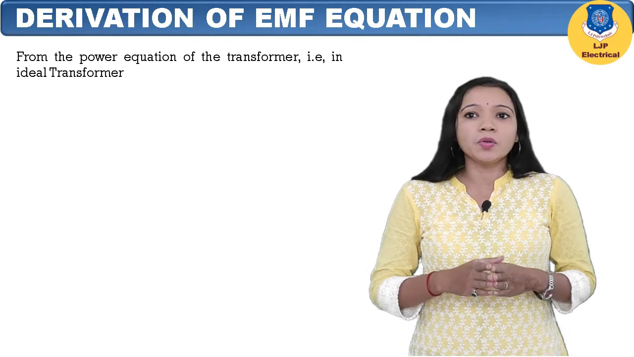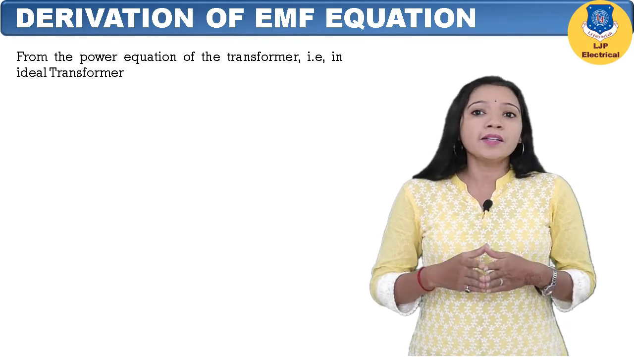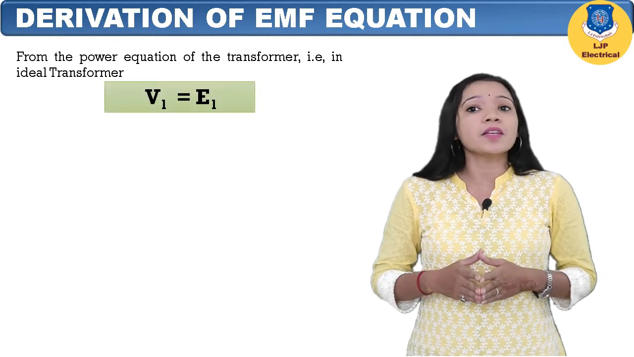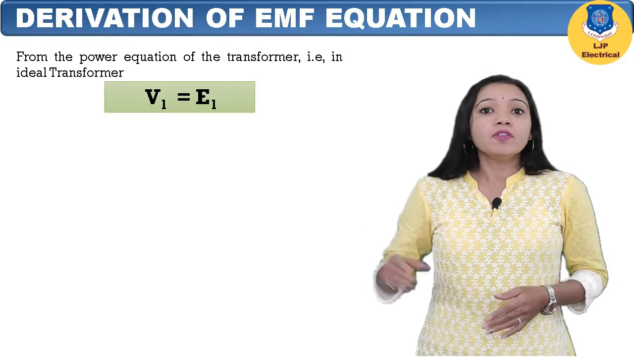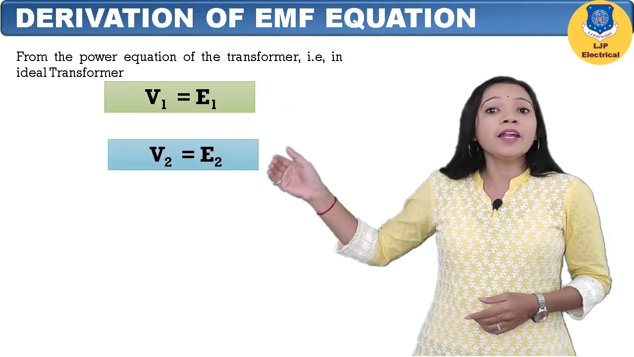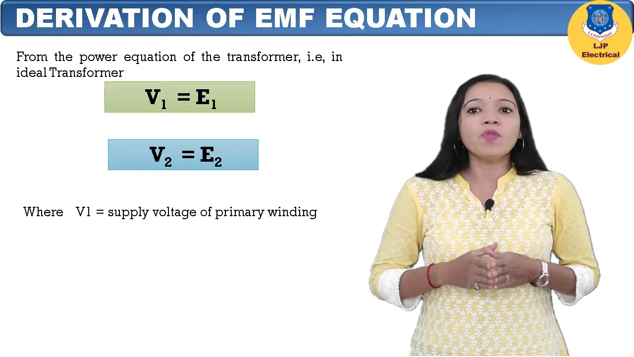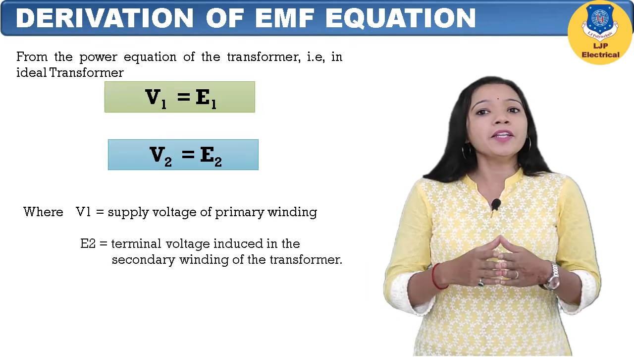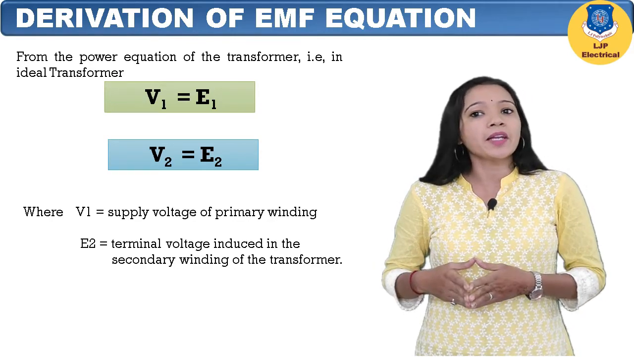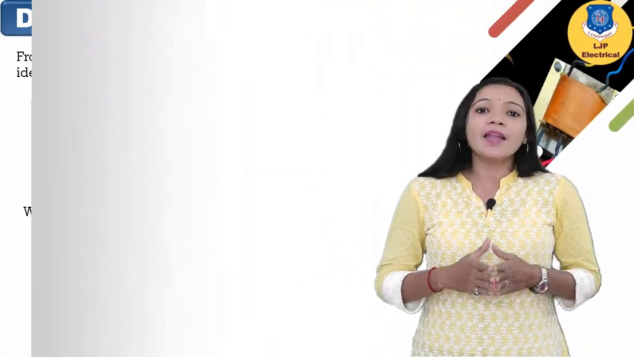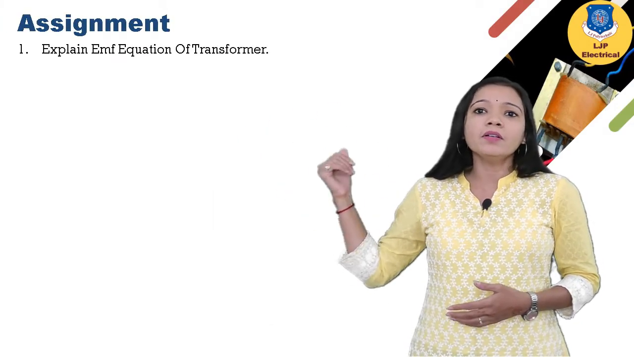Moreover, we already know from the power equation of transformer that in an ideal transformer, there are no losses in transformer or no load. So for ideal condition, V1 is equal to E1 and E2 is equal to V2, where V1 is equal to supply voltage of primary winding and E2 is equal to terminal voltage induced in the secondary winding of the transformer. Now let's see the assignment questions which are related to the video.